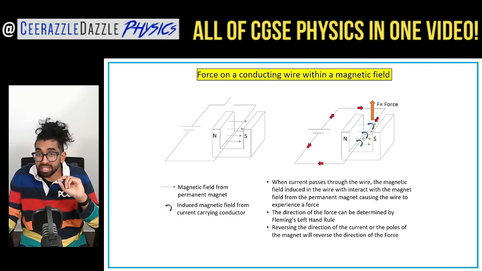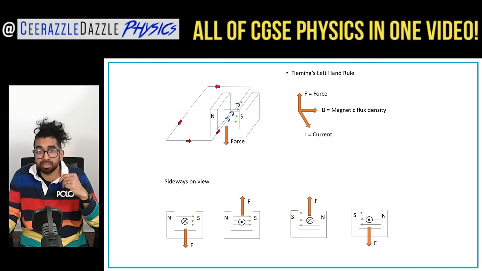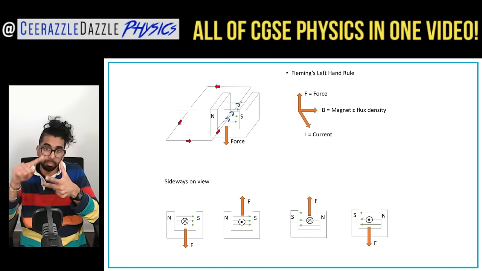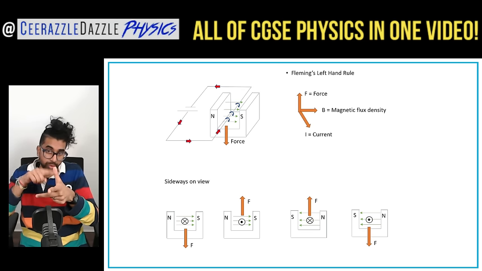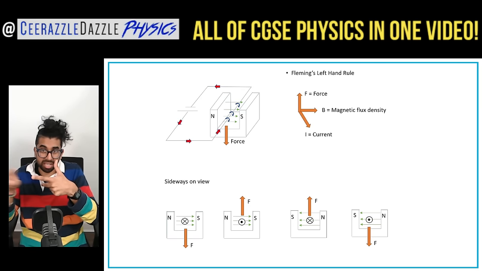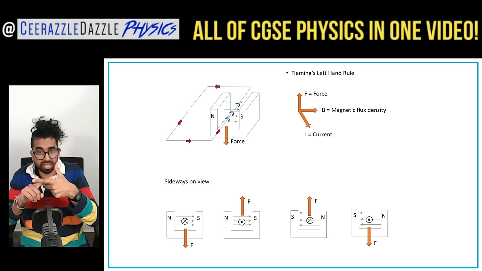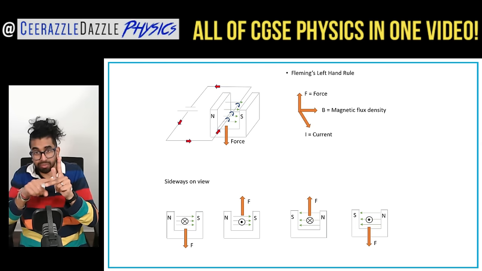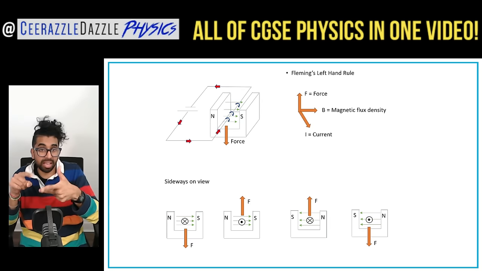We can use Fleming's left-hand rule to determine the direction in which that wire will move, which we'll do in a moment. Fleming's left-hand rule can be used to determine the direction of the force on that conducting wire. First, take out your left hand. The best way to do it is FBI. F stands for direction of the force. B stands for direction of the magnetic field. I'll put down magnetic flux density, but it's still the direction of the field. And I is the current. Notice they're all 90 degrees to each other. You must have the wire perpendicular to the field, and therefore you will get a force.